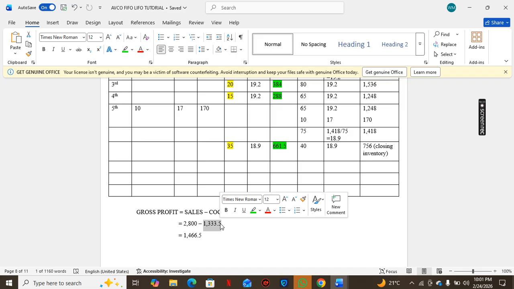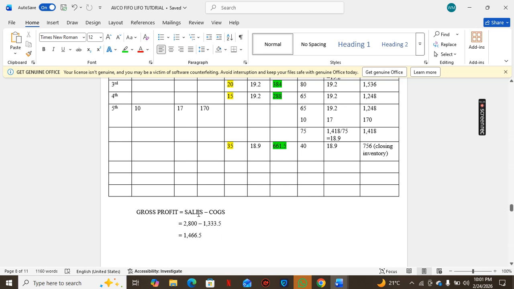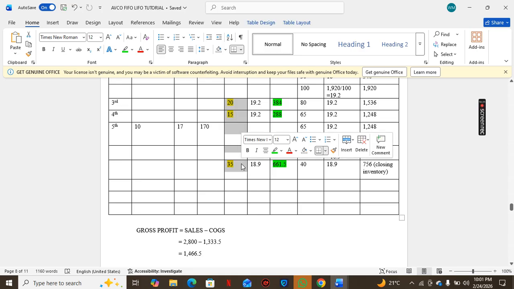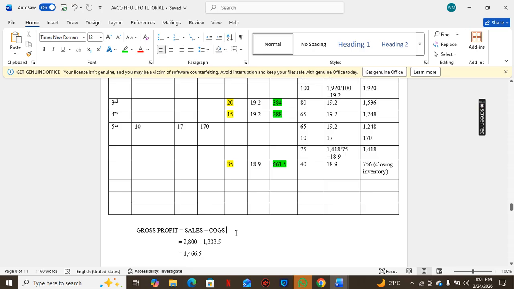Yes. Then our sales revenue. We just find out how many goods were sold. 20 plus 15, 35. Plus the 35, 70. So 70 units were sold. And they were sold at 40 kwacha, because in the question they were telling us sold at 40 kwacha. So it's 70 multiplied by 40 kwacha per unit.